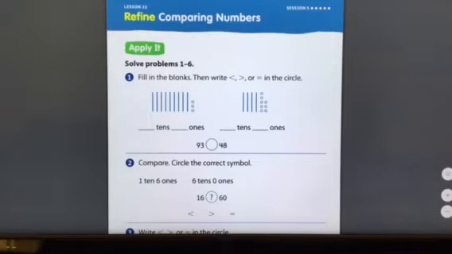Hello families, today we will be doing lesson 22, session 5. At the end of this lesson, your child will need to log into iReady and take the end of the lesson 22 quiz.